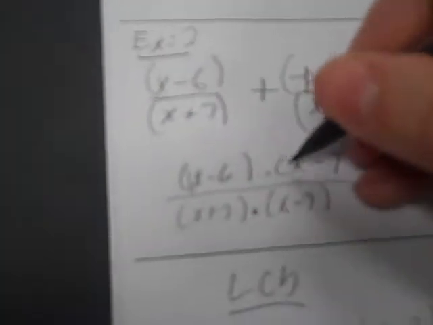Okay, so now I'm going to do the FOIL method. 1x times 1x is 1x to the second. 1x times negative 7 is negative 7x. Negative 6 times 1x is negative 6x. Then negative 6 times negative 7 is plus 42. Now we got to keep going over here, okay?